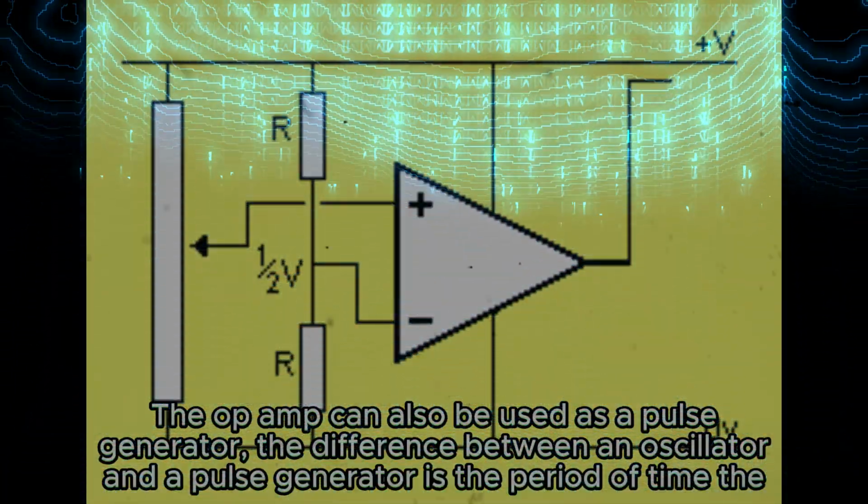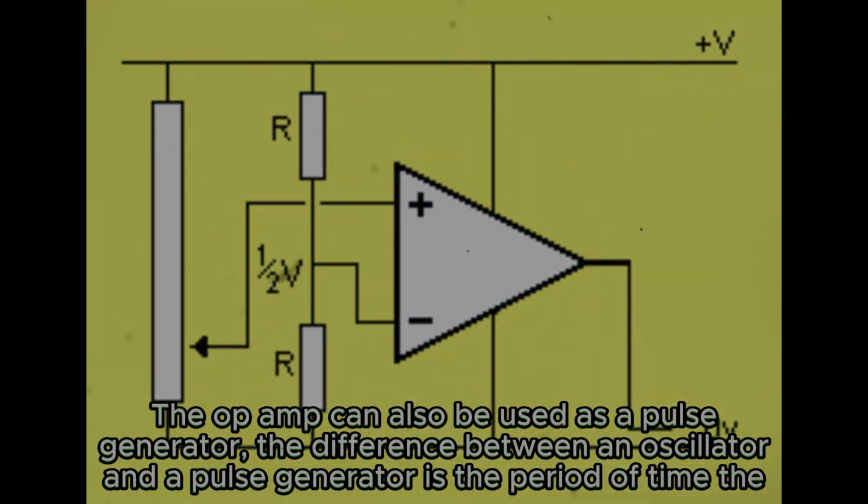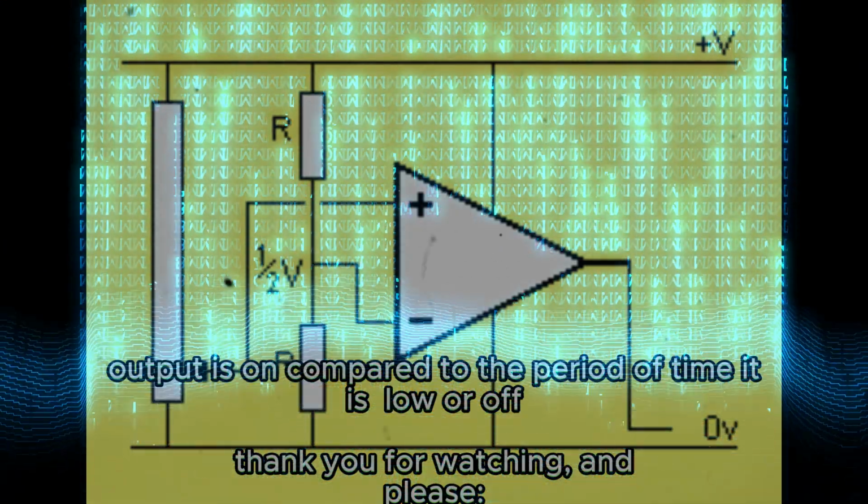The op-amp can also be used as a pulse generator. The difference between an oscillator and a pulse generator is the period of time the output is on compared to the period of time it is low or off.